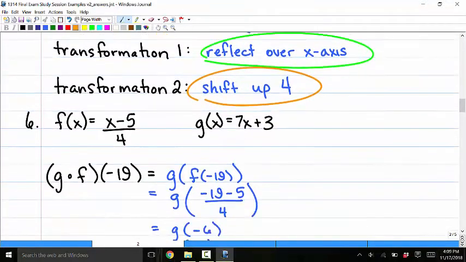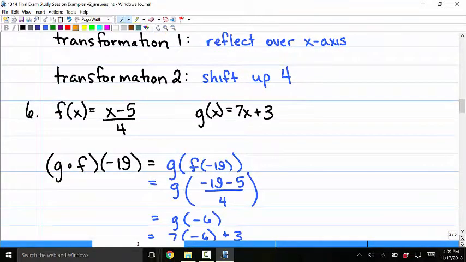Number 6. If f of x is x minus 5 all over 4, and g of x is 7x plus 3, can you find g composed of f of negative 19? By definition, that's g of f of negative 19. So on your f function here in the inside, go to your f. Wherever you see an x, plug in negative 19. So negative 19 minus 5 all over 4 is equal to negative 6.